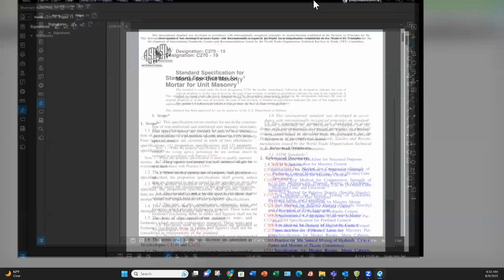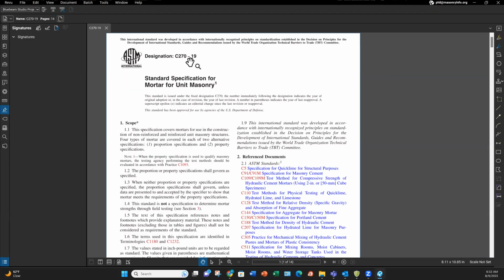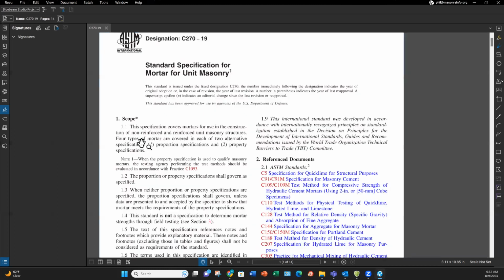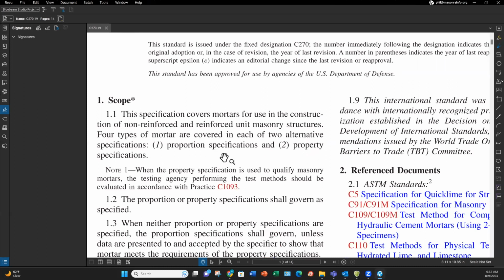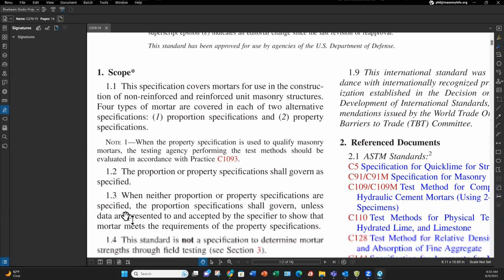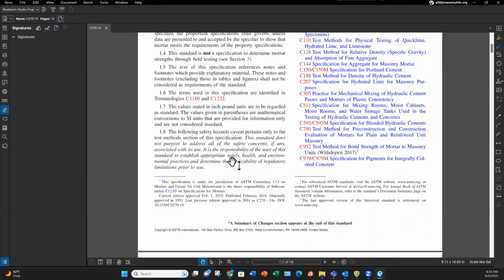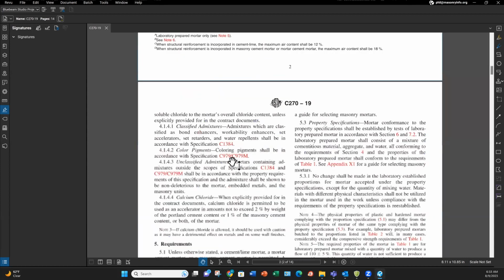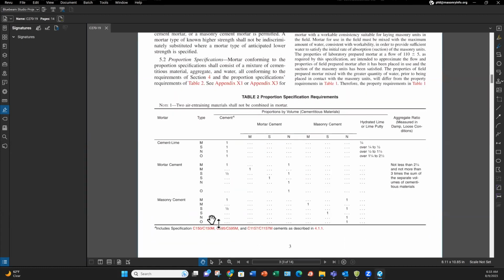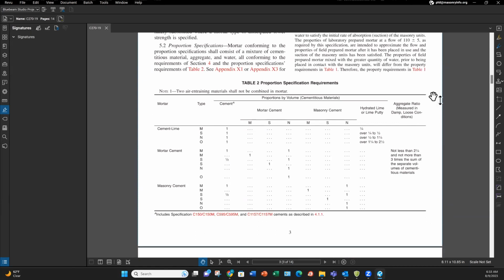Here's ASTM C270, again our standard specification for mortar for unit masonry. I have the 2019 version up on my screen, and you can see that they have those two specifications noted here, proportion specification and property specification. It notes, as I just mentioned, that the proportion or property specification shall govern as specified, and when neither is specified, the proportion specification shall govern. The proportion specification ultimately references Table 1. Sorry, Table 2. Table 2 is our proportion specification requirements, and it essentially gives us a recipe of how to mix our mortar. So if we're looking to make a Type S masonry cement mortar, we come down here and we essentially need 1 part of Type S masonry cement and 2 1/4 to 3 parts of aggregates. It just gives us a basic recipe of how we're going to mix that mortar.